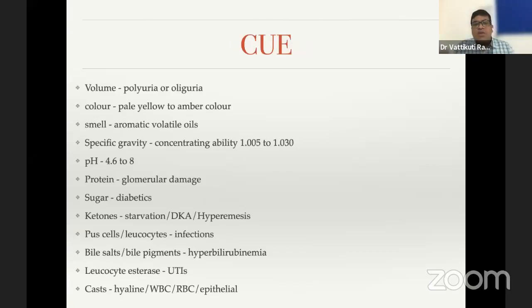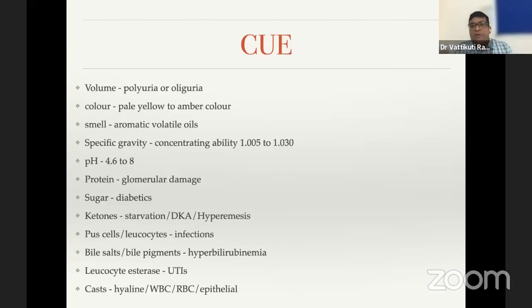And you also look at the pH of the urine. The normal pH of the urine is between 4.6 to 8. Sometimes you may be passing alkaline urine when you are using bicarbonate therapy, so you end up seeing urine pH more than 9. And you also look at other important parameters like protein, whether the protein is being lost in the urine.